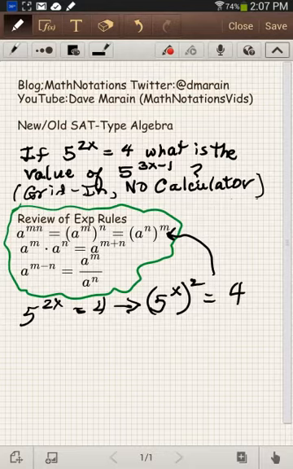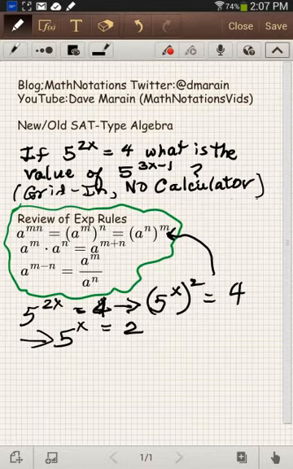There we go. So we have a product of exponents, 2x, and we rewrote it as 5 to the x squared equals 4, taking the square root of both sides. We have 5 to the x equals 2. No plus or minus 2 here because 5 to the x, exponential functions, cannot be negative. So, of course, depending on the base.